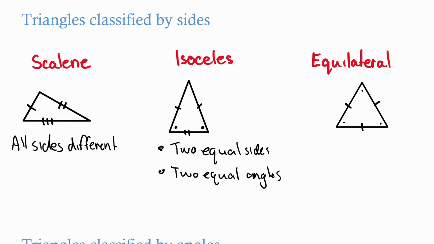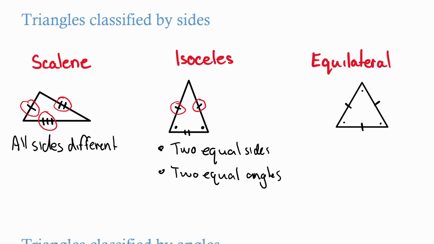Now, before I move on, I should probably cover this. These marks here indicate any sides that are the same. So in the scalene, notice how they're all different. One has one line, the other has two lines, the other has three. They're all different. Whereas when we get to the isosceles triangle, notice how those two are the same. They're both a one. That indicates that those two sides have the same length.